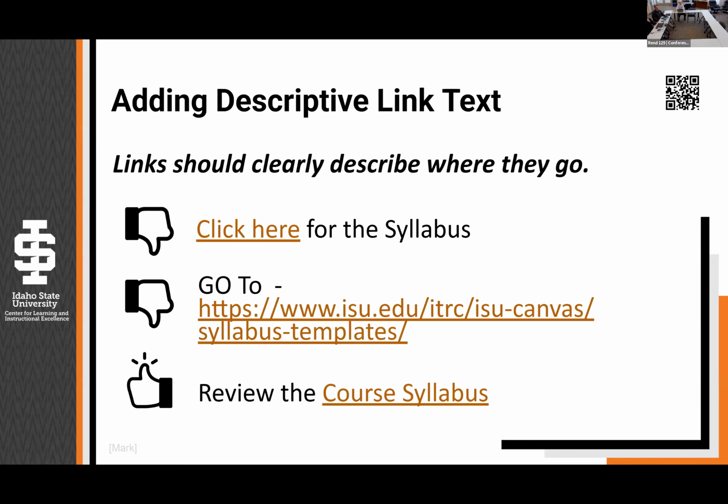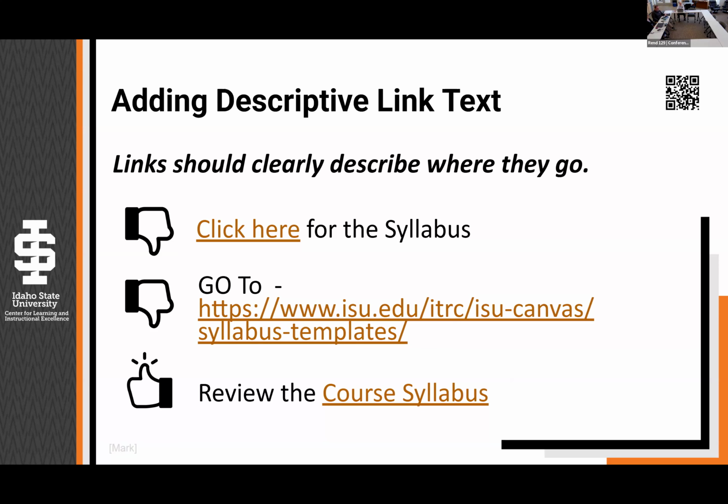Another common accessibility problem is a descriptive link. Links should describe where the user is going to go. Oftentimes you'll see, and I've got my thumbs down here, if you have in your course, "click here for the syllabus." That doesn't describe to the learner where they're going to go. So that is not accessible, as well as just directly pasting the URL link.